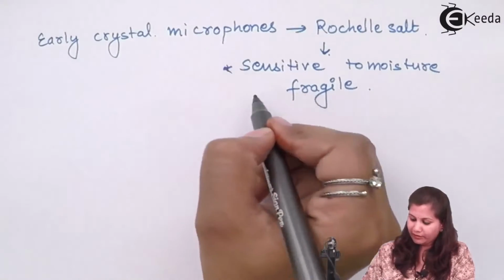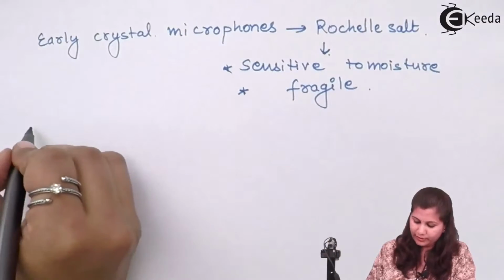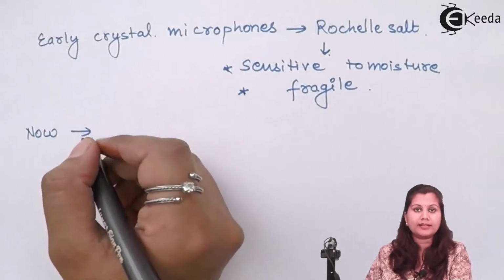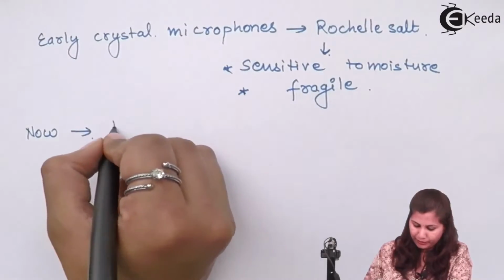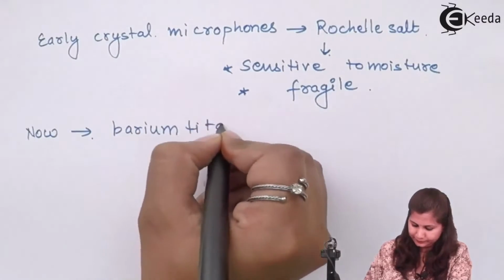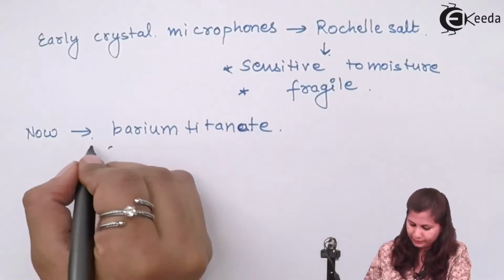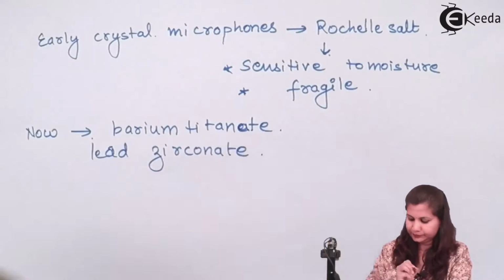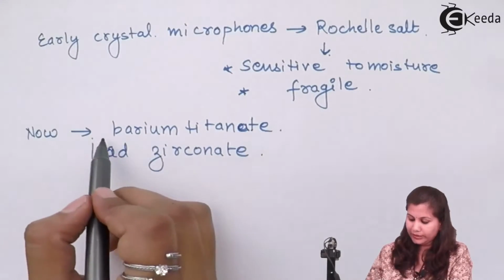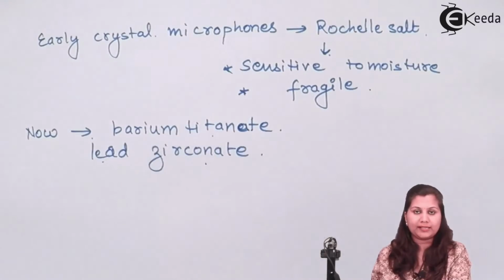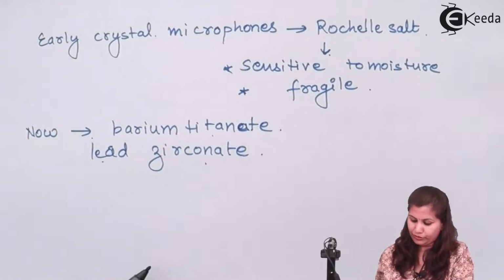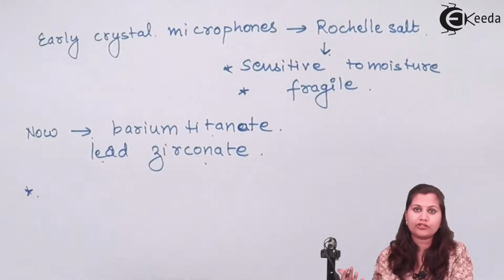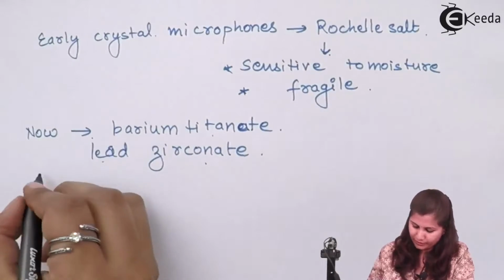So due to these disadvantages, instead of Rochelle salt, the microphones now use ceramic materials like barium titanate and lead zirconate. Okay, so nowadays barium titanate and lead zirconate are used as the piezoelectric crystals in these microphones. The advantage of this type of microphone is that they give a comparatively large output as compared to other microphones.